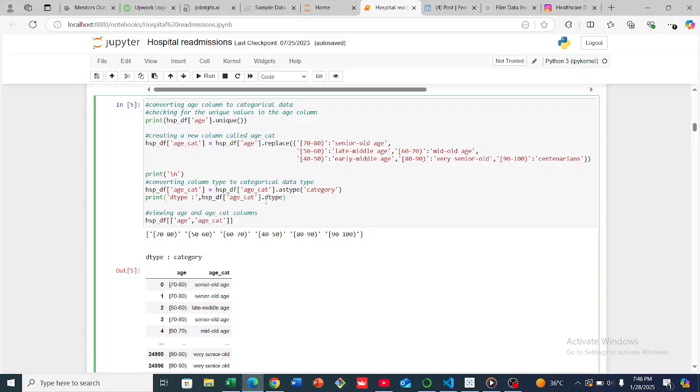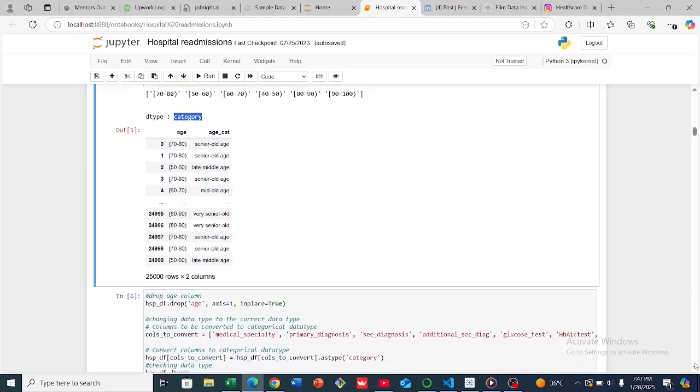When I was done with that, I also used the type check to see if my changes had taken effect. If you look here, after checking the type of the age column, you can see it appears as category. And you can also see, if we look at the data set now, the other new column which I created, age_cat. So you can see the various categories for each age.